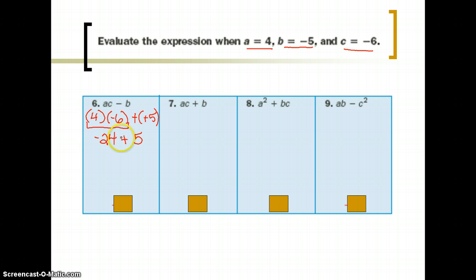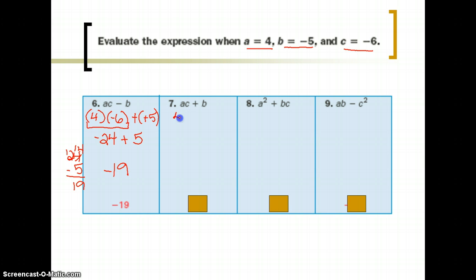I am adding different signs, so I need to subtract. 24 minus 5. Borrow from the 2, make this a 14. This becomes 19. 24 is the bigger number, has the bigger absolute value, so this is a negative 19.